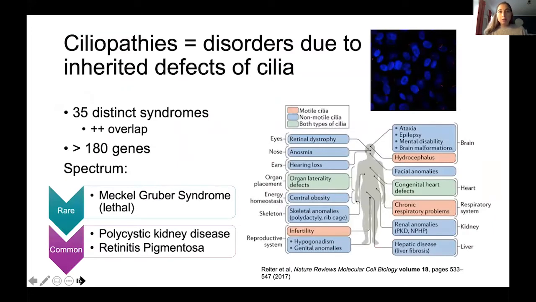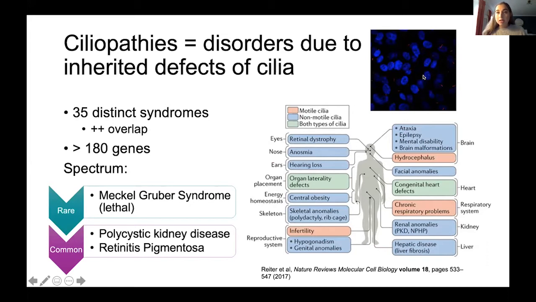So a brief background on ciliopathies. These are a group of rare disorders due to inherited defects of an organelle called cilia. Cilia are found in two different forms. There are primary cilia, which has been the focus of my PhD, which are found on the surface of almost every cell type and have diverse roles in homeostasis and cell signaling. And there are motile cilia, which have roles in mucociliary clearance, particularly in the lungs and nasal passages.